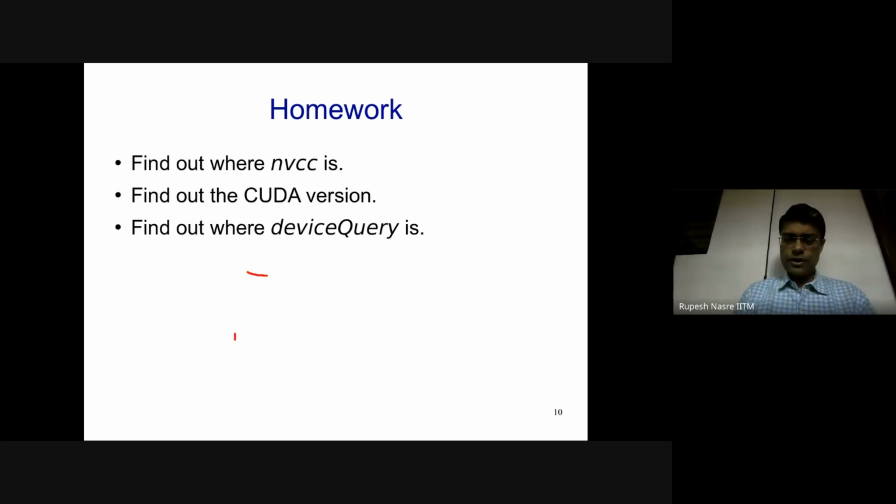I hope there is some interesting discussion happening with respect to asynchronous processing, right? So I'm going to leave you with some exercise with respect to NVCC: where that gets installed, what is meant by a CUDA version, what is the version on your GPU, and what is deviceQuery, and where it is. Sandeep is asking, is hyperthreading different from multi-threading?